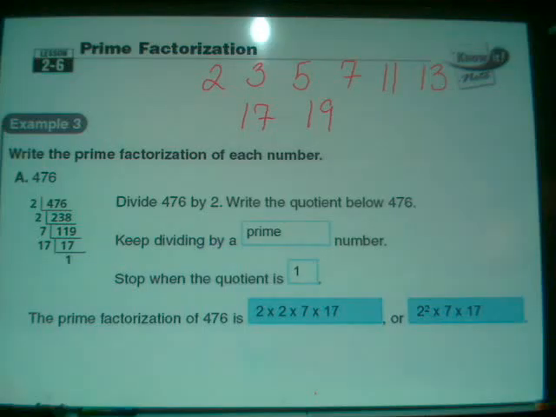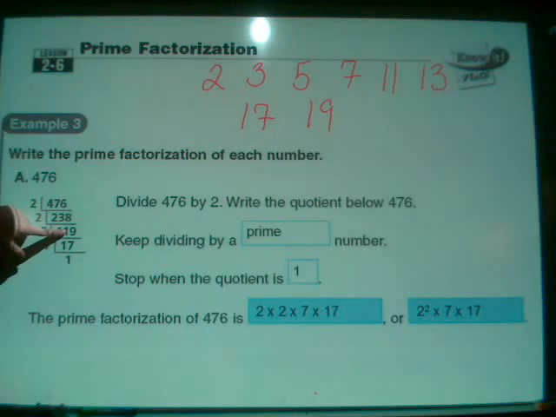So they start off here, and they do 476 divided by 2. When I do 476 divided by 2, I get 238. Then I divide by 2 again. Remember, I'm only dividing out prime numbers. Right? So you're never going to see me write a 4 here or a 9, because those are composite. 238 divided by 2 is 119.